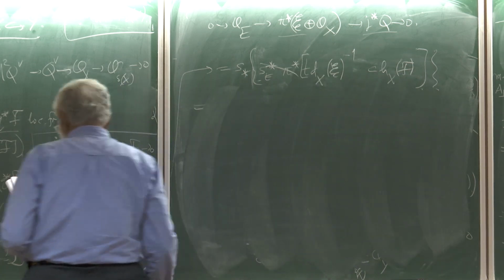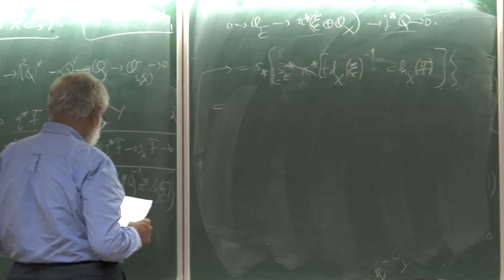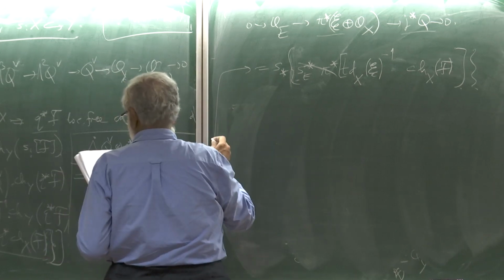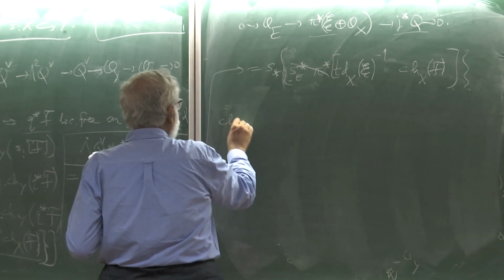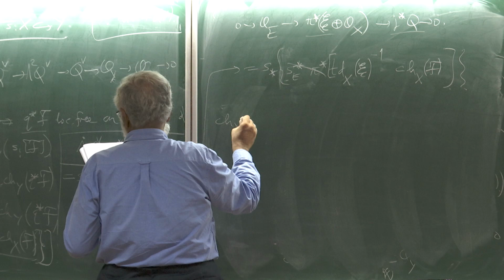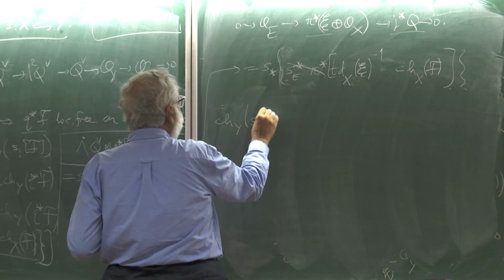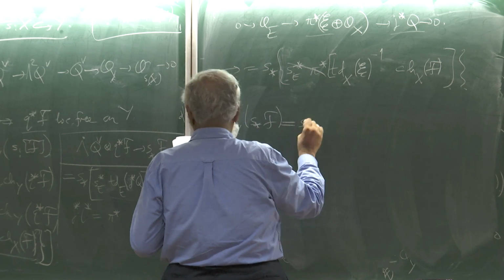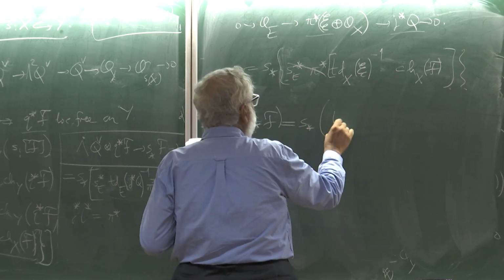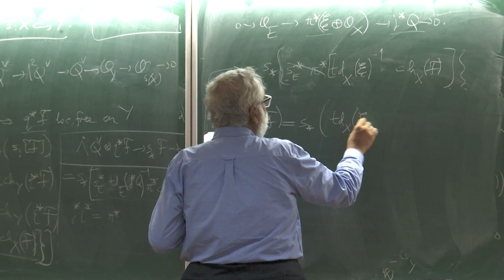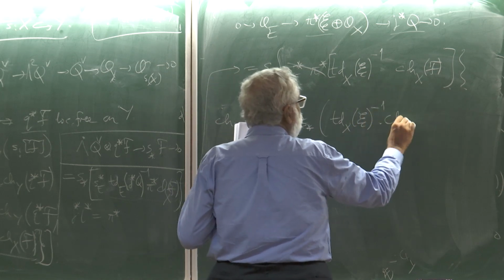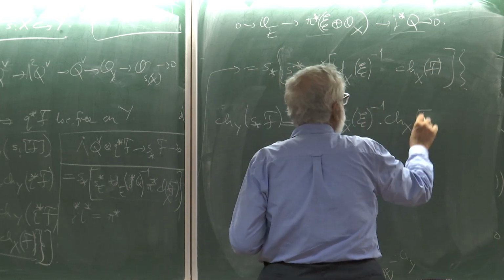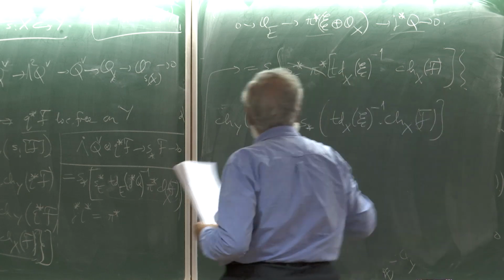What is the upshot? What do I finally get? I claim that whatever proves the following. Let me write it down, then we'll stare at it for a second. Chern of s lower star f is equal to s lower star of Todd X E inverse Chern X f. Yeah, that's what I proved.